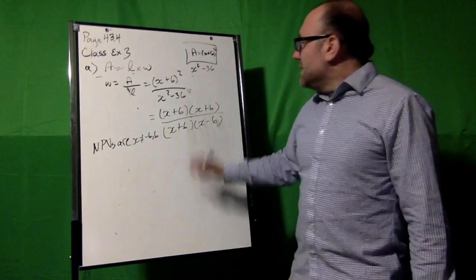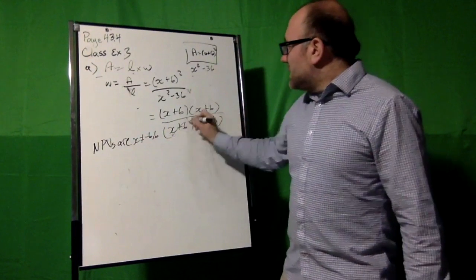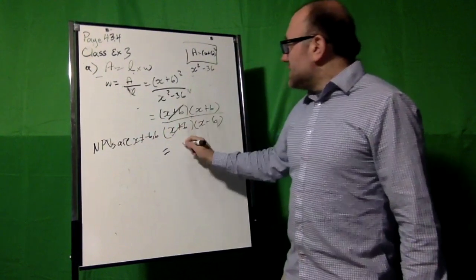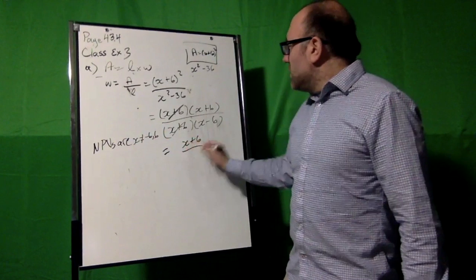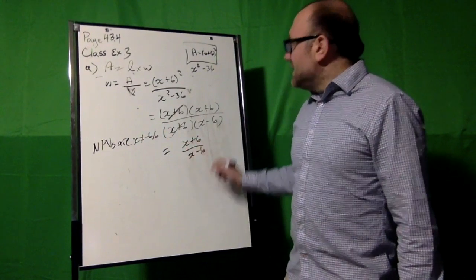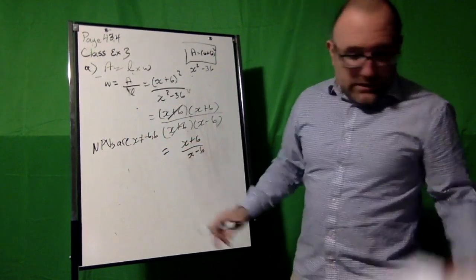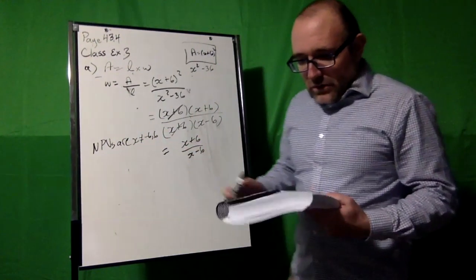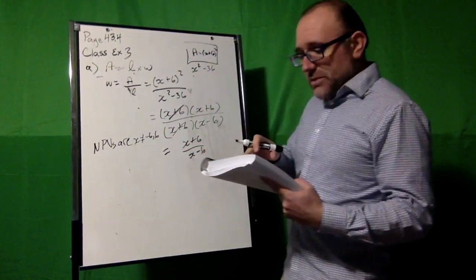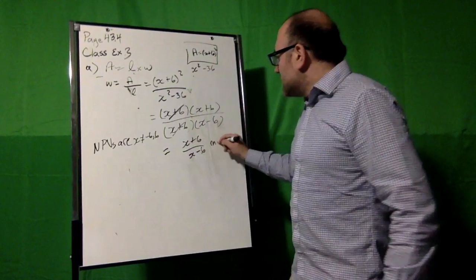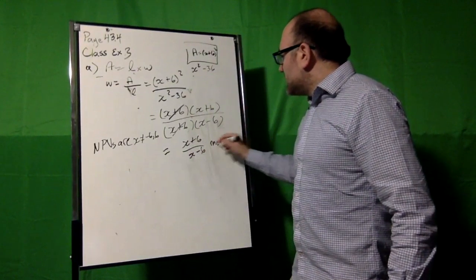Okay, now what can we cross out? The plus and the plus. That leaves us with (x + 6)/(x − 6). This is what our width is. Now, the next bit, well, keep in mind, what was the measurement? It was in meters, so you should include the units.